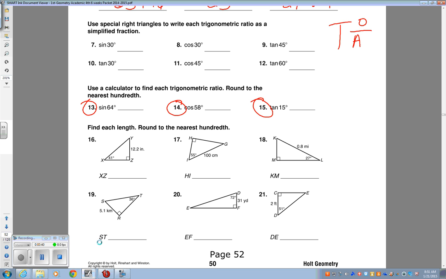So do the cosine of 58 and tangent. Do you see how I'm showing you how to do one, and then I'm asking you to do the next two? So it's important that you pay attention, please, okay? Especially understand how to do the calculator. That should not be a reason why you get a problem wrong.